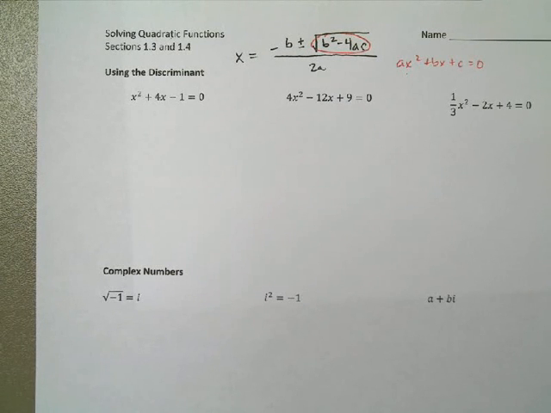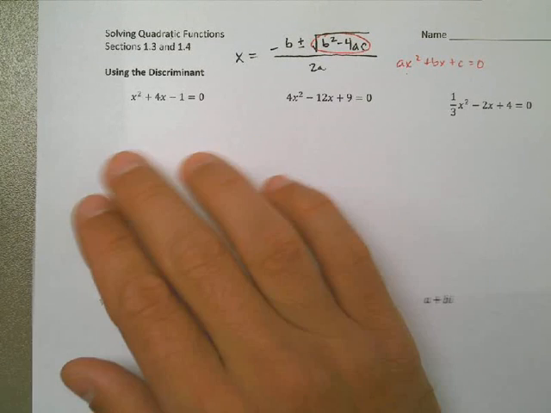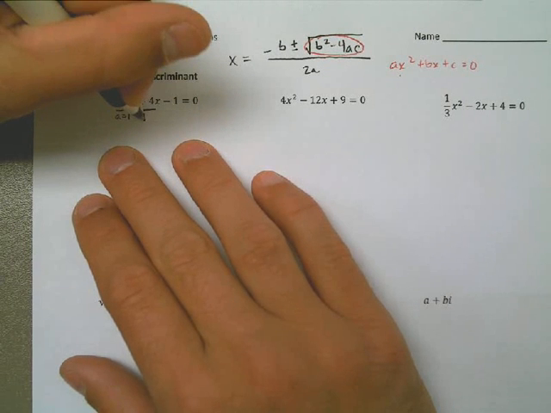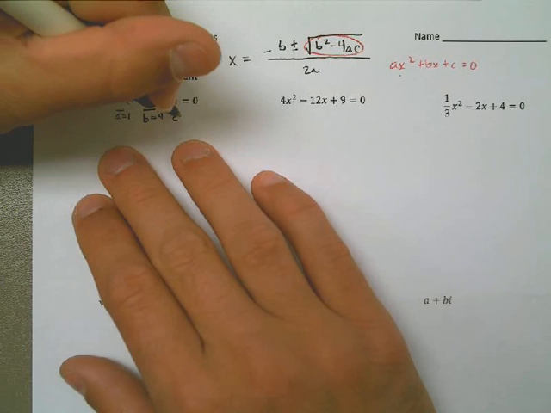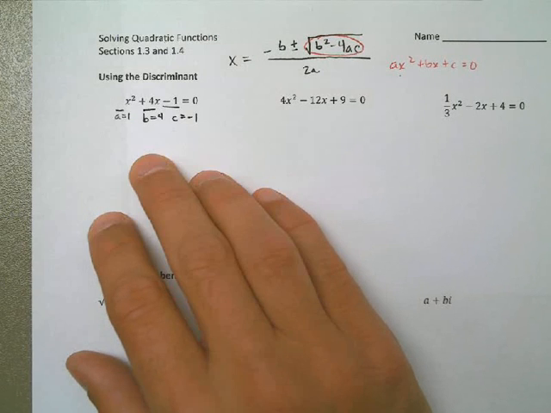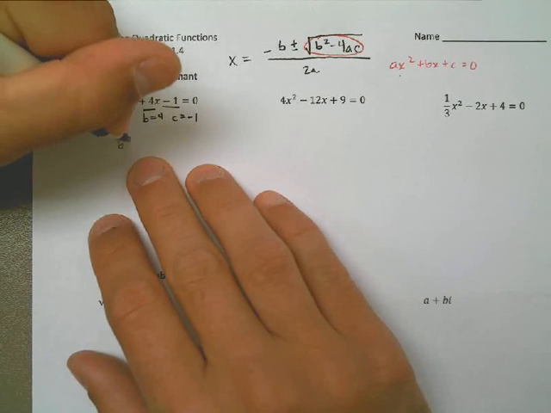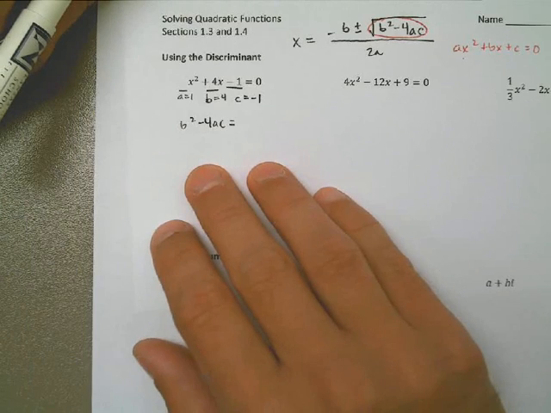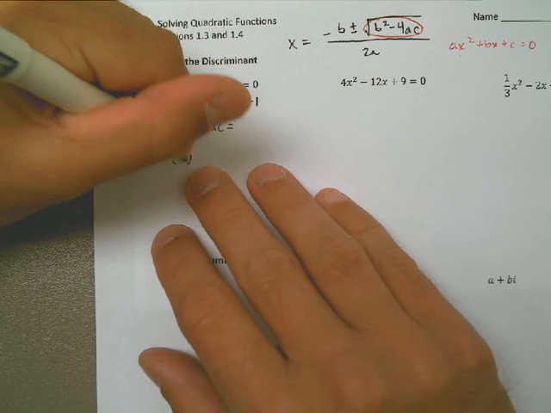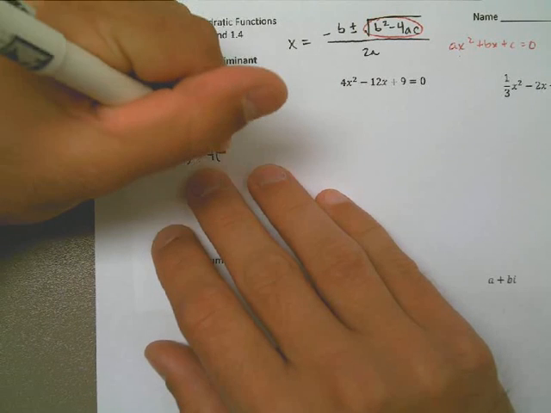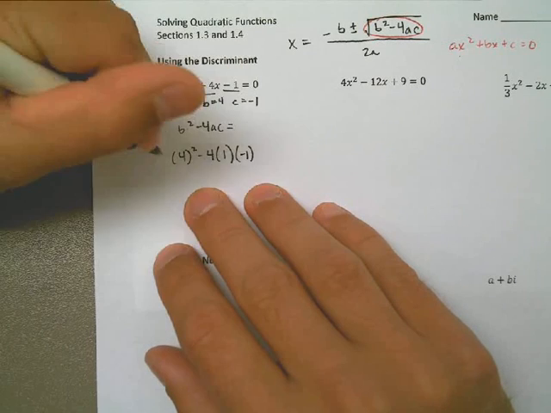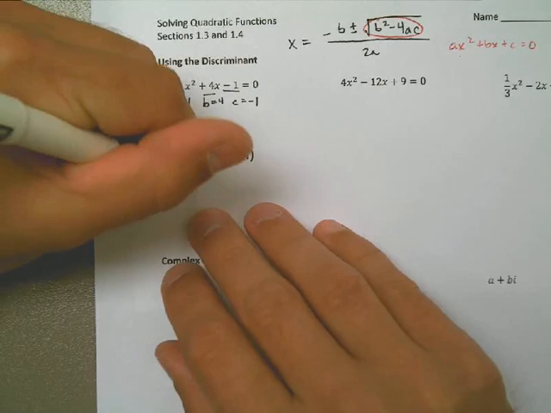So without solving, if we're just going to determine how many and what kind of solutions we have, if they're real or imaginary, do we have one, do we have two, do we have no real, what's going on? This is the method. We have to determine that a on this one is 1, b is 4, and c is a negative 1, right? Once we determine that, we go b squared minus 4ac. Let's figure out what that is. Well, let's see. That would be then 4 squared minus 4 times 1 times negative 1.